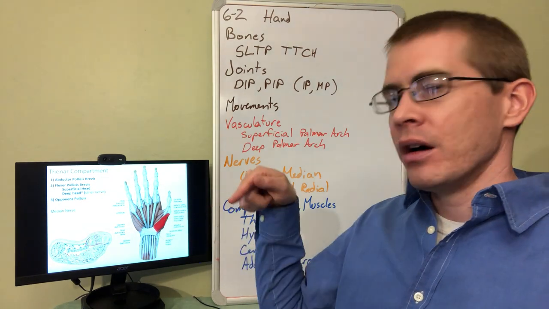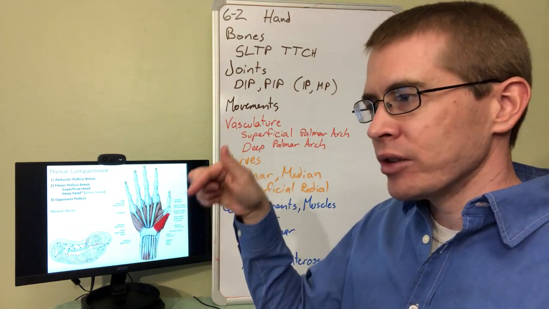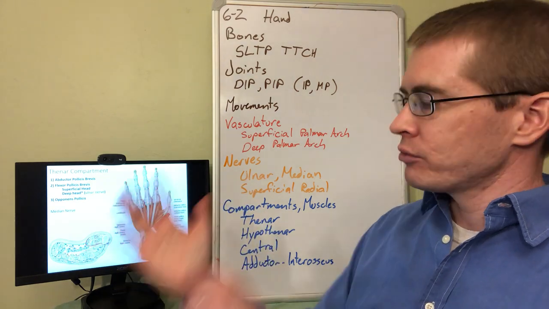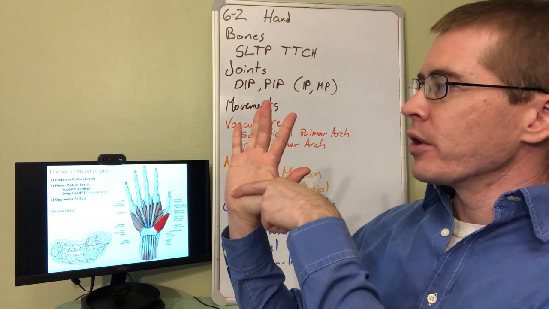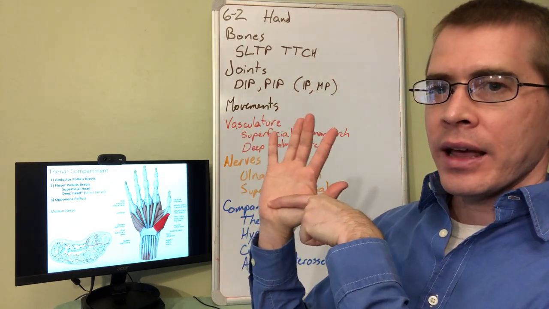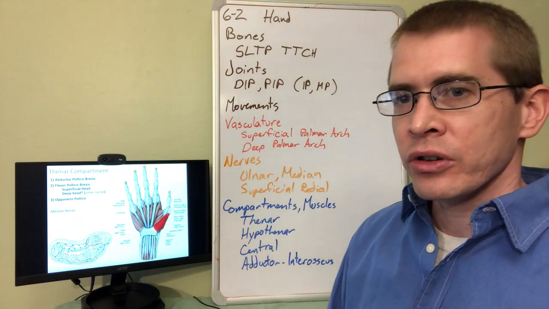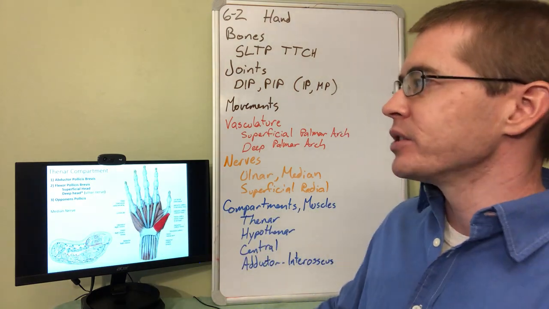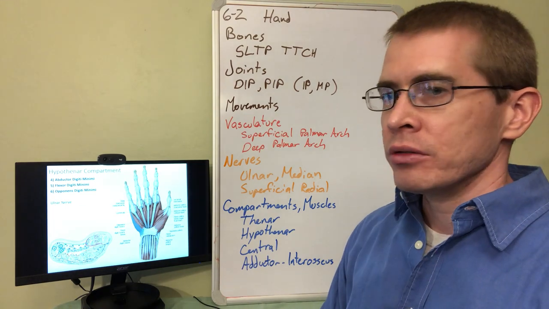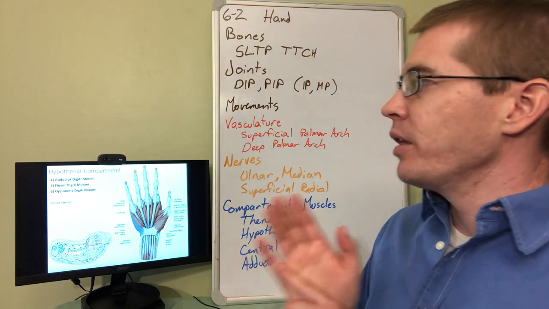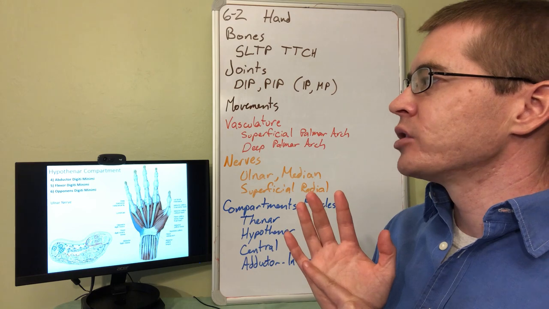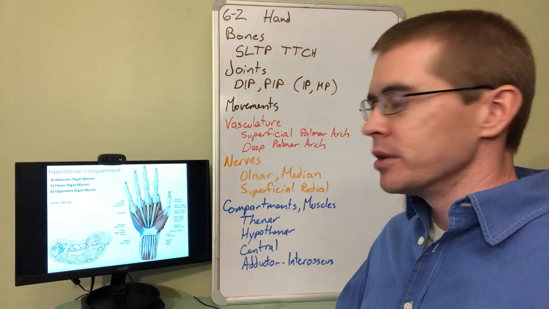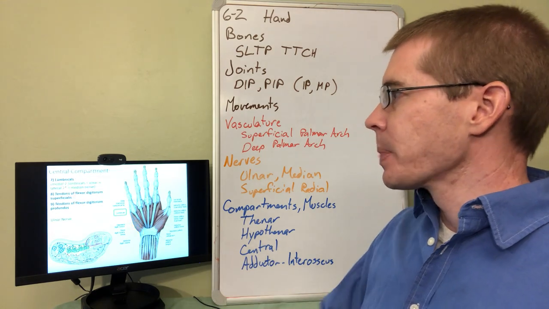The deep head, as you might guess, runs deeper but also longer than the superficial head. And as a result, it will run farther to the ulnar side of the hand and actually passes close to the ulnar nerve. So the ulnar nerve is the closest nerve to that deep head. So that's why it receives innervation from the ulnar nerve. The hypothenar compartment is going to be innervated by the ulnar nerve exclusively, the three muscles in it listed here.